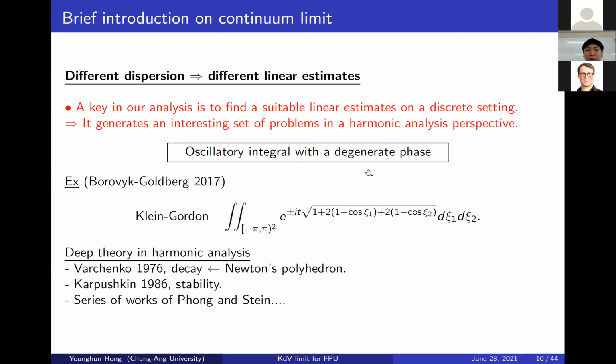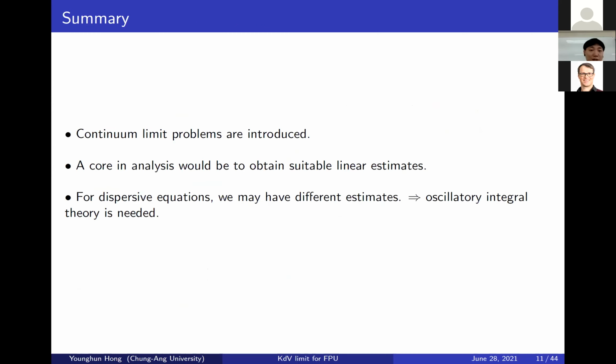Okay, and let me quickly summarize what I mentioned. We introduced continuum limit problems very briefly on h Z^d, and for the proof of the continuum limit, in many situations, a core of the analysis would be to obtain a suitable linear estimate, but in the discrete setting we may have a different oscillatory integral.